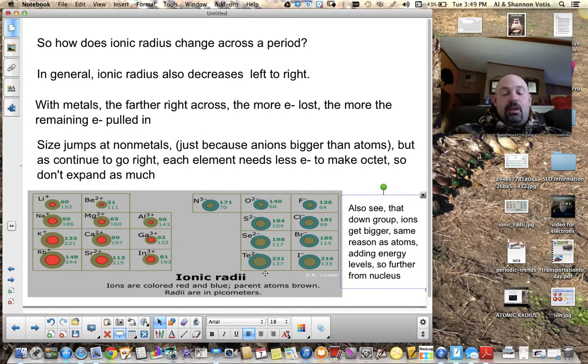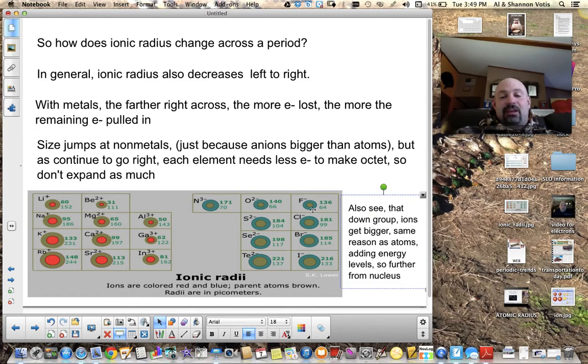Now group-wise, we can see what's happening from this diagram as well. What's happening to the ion size going down the group? They're getting bigger. Why? Same reason that atoms got bigger, because we have more energy levels, which are further from the nucleus. So in this diagram, going across a period, they're getting smaller because more electrons are being lost by the metals, and so the electrons are being pulled tighter. And then we have more electrons being gained, so we're bigger. But as we gain fewer electrons, there's not as much positive pull, so we're getting smaller going across. And going down, we're getting bigger because we have more energy levels.